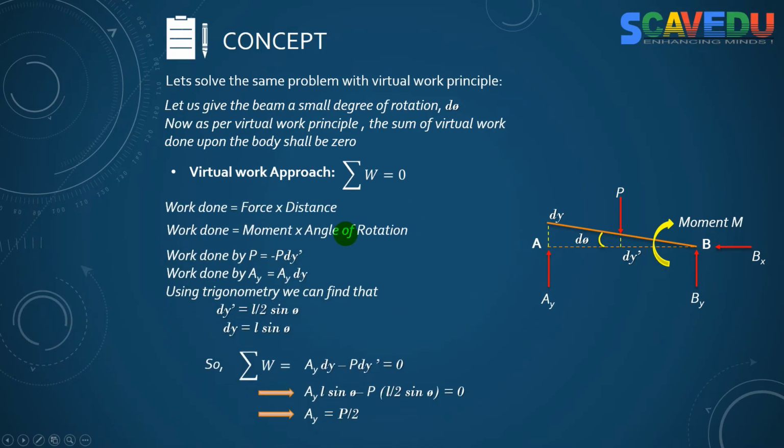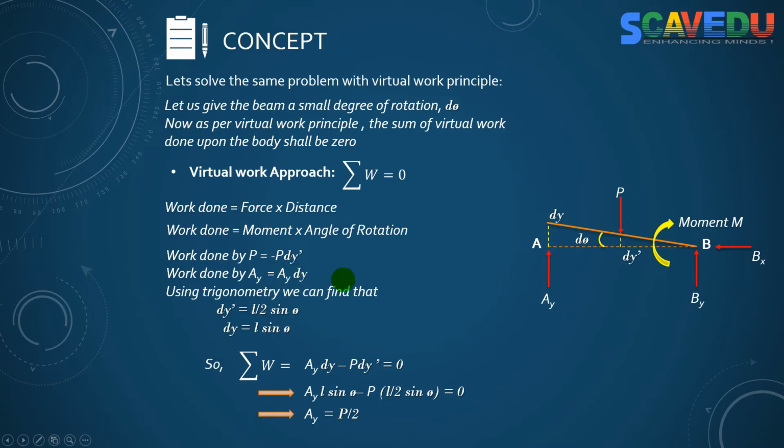As I already told you, work done is equal to force into distance. Here, the force P acts downward, but the beam has risen by a height of dy dash in the opposite direction, so I will consider this work negative. It is equal to minus P into dy dash. Coming to the force Ay, it acts upward, and the displacement has also happened in the upward direction, so it is positive Ay into dy. So these are the two works: minus P dy dash done by P, and Ay dy done by Ay.